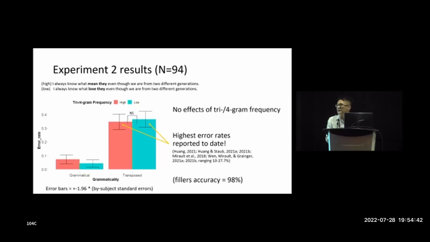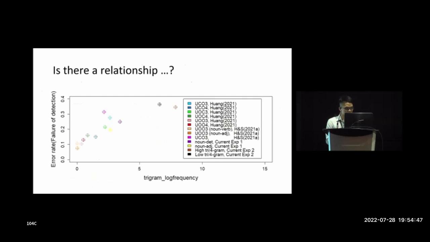So what made the items in both conditions in experiment 2 so illusory? Although we failed to find a difference in experiment 2, when plotting the condition mean error rates against the condition mean log trigram frequency across all the experiments from our lab, there appears to be a strong indication of a relationship between log trigram frequency and failure of detection of transposition. This is particularly so when we compare conditions of similar syntactic structures across experiments.